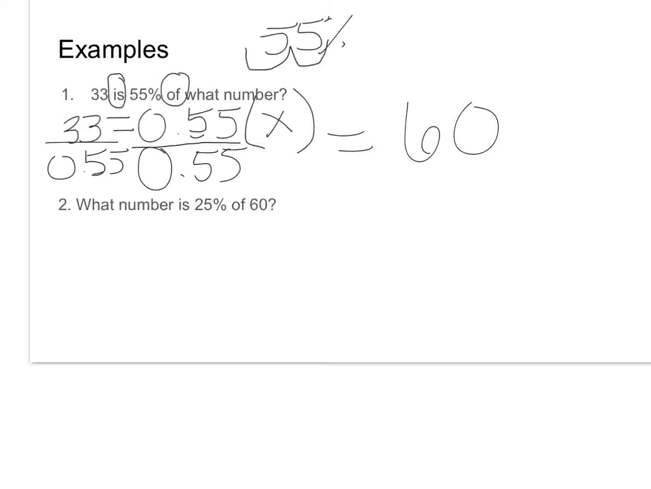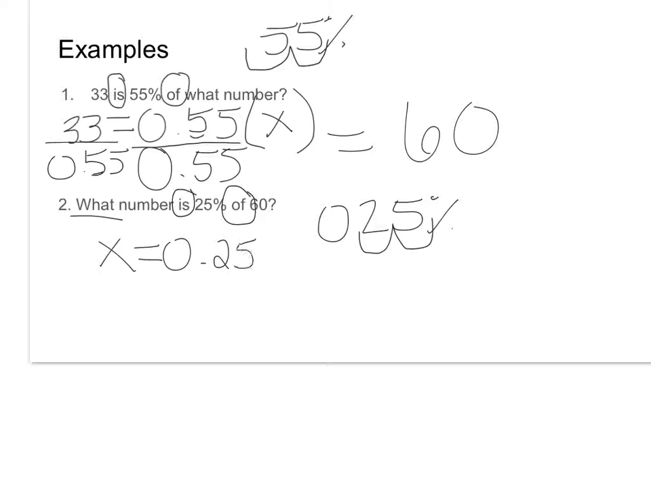Our second one: what is 25% of 60? I have is and I have of. We have what, and what means we don't know, so use a variable. Is means equal. We have 25%. Move your decimal twice, which gives us 0.25. And of means multiply, 60. You can use the parentheses or the dots.